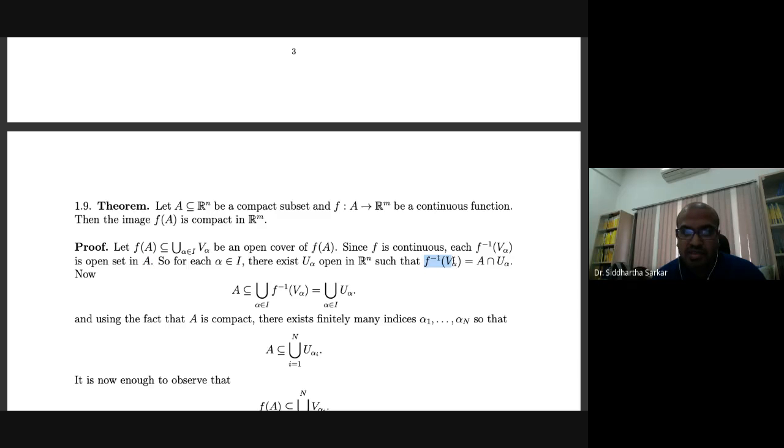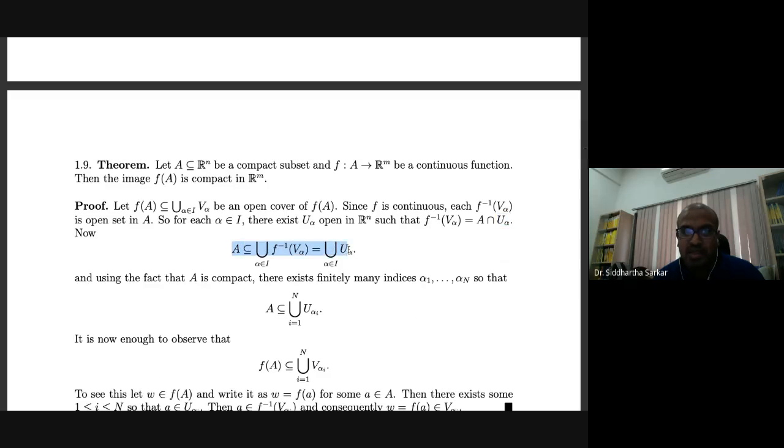If it's open in A, then I should be able to write it as A intersection U alpha for a bunch of open sets in Rn itself. This is usually the definition of subspace topology. So a set is open in the subspace A if and only if I can express that open set as A intersection some open set in the mother topology, which here is Rn. That is good, because my f inverse of V alpha is now a subset of U alpha. So I should still be covering A by the union of U alphas, and these U alphas are open inside Rn. And the definition of compactness is relative to the topology of Rn. So I should be able to cover A by finitely many U alpha i's.